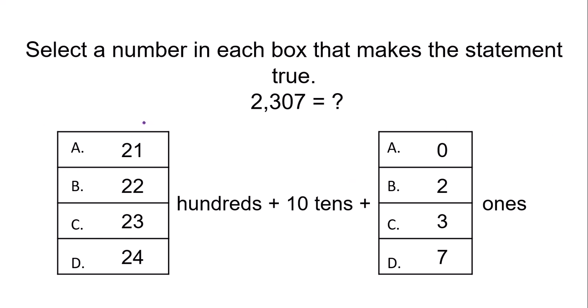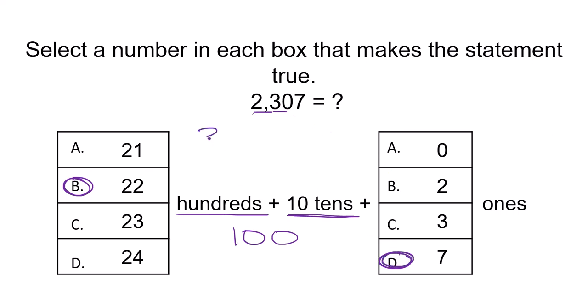Select a number in each box that makes the statement true. We're looking for 2,307. Okay, I'm here at 2,300, but I need to add 10 tens. 10 tens simply means 100. Does that make sense? Tens always have 0 at the end, so that's 100. So what number would I have to add to 100 to get 2,300? That's right, 2,200. So 2,200s plus 10 tens plus 100 would give me 2,300. And then all I simply have to do is add 7 ones.